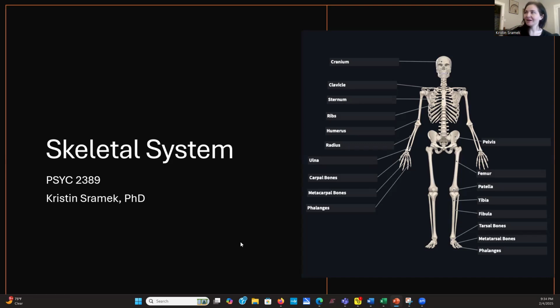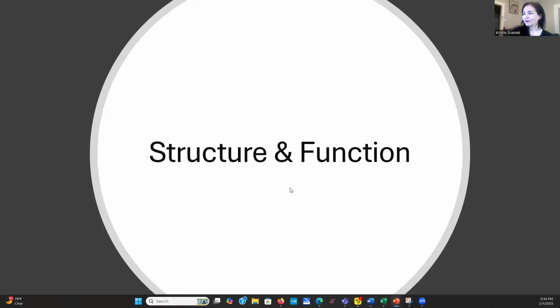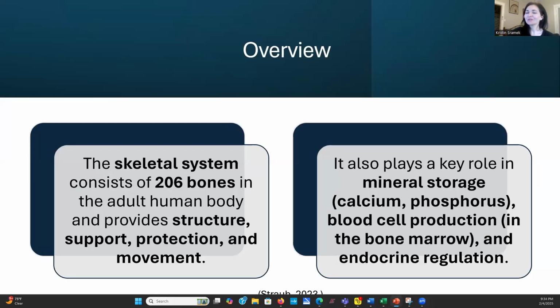So here I just have a picture of the skeletal system so that we all remember what it is that we're talking about, right? We're not going to go over all of the different components, but do remember that the skeletal system is largely the bones in the body, which will be discussed here in terms of their structure and function, because that is the first thing that we are going to cover as per the assignment description. So generally speaking, the skeletal system includes 206 bones in the adult human body.